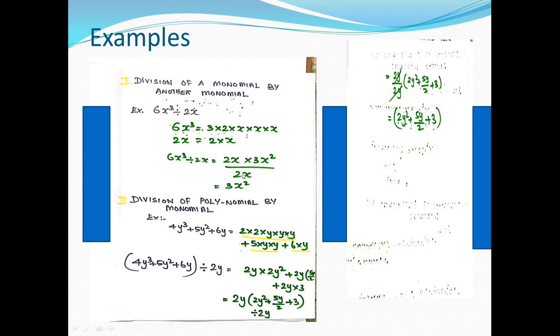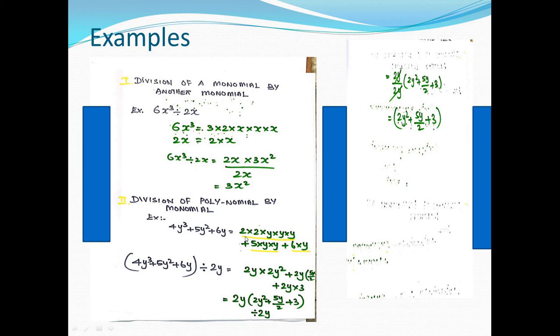3x square. So we can strike off 2x and the solution will be 3x square. Next one is division of polynomial by monomial. One polynomial is given, so you have to divide the polynomial by monomial. The given expression is 4y cube plus 5y square plus 6y.